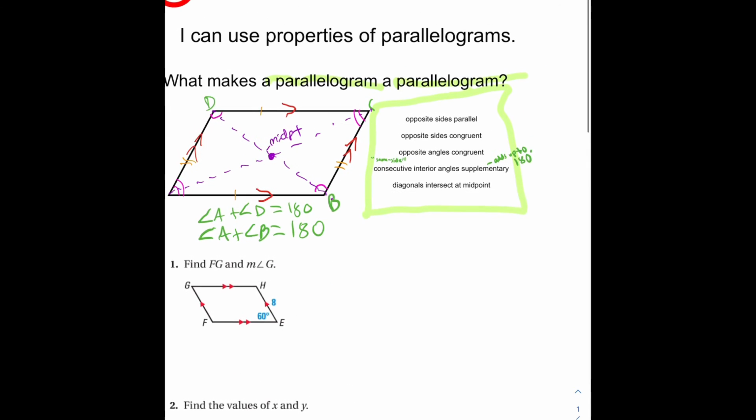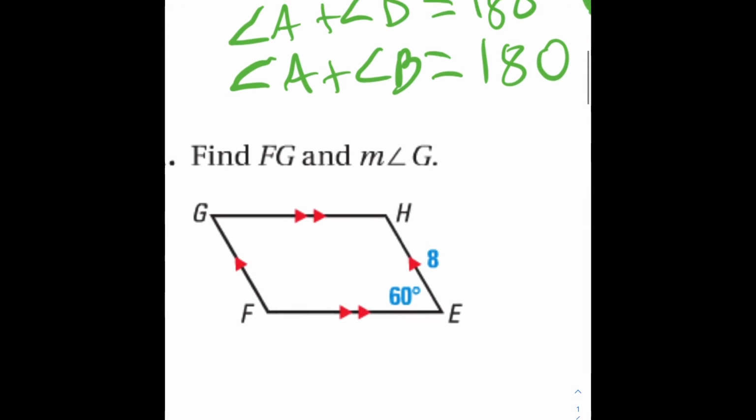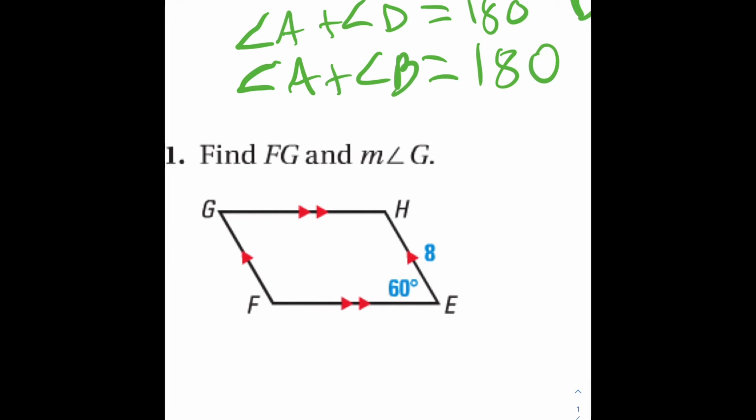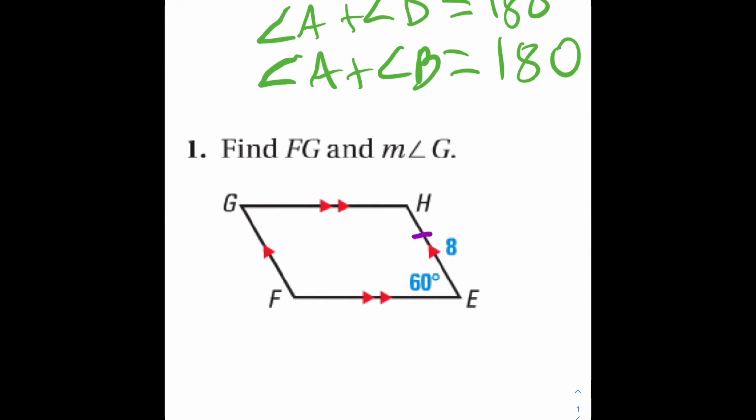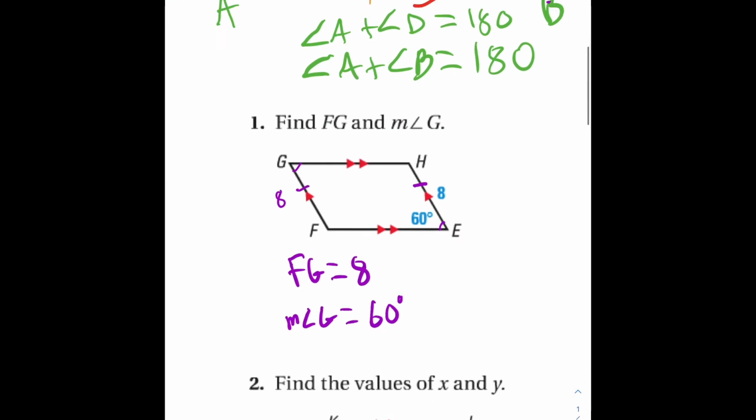So let's use our properties of parallelograms to find FG and the measure of angle G. Because I know that opposite sides are congruent, if this side is 8, this side is 8. So FG is going to equal 8. And because I know that opposite angles are congruent, if angle E is 60 degrees, then the measure of angle G is also going to be 60 degrees.